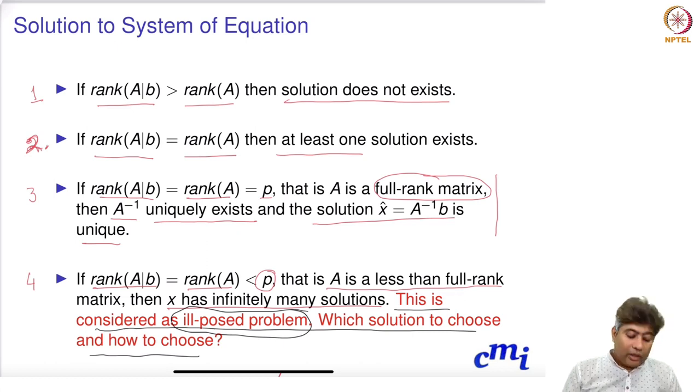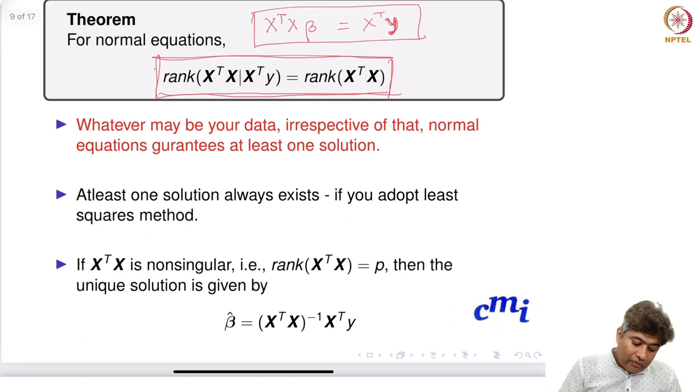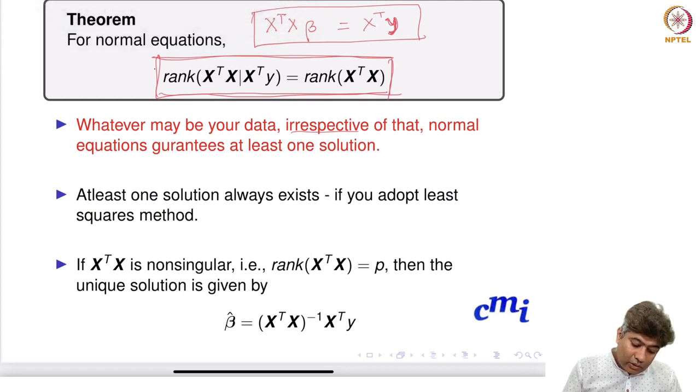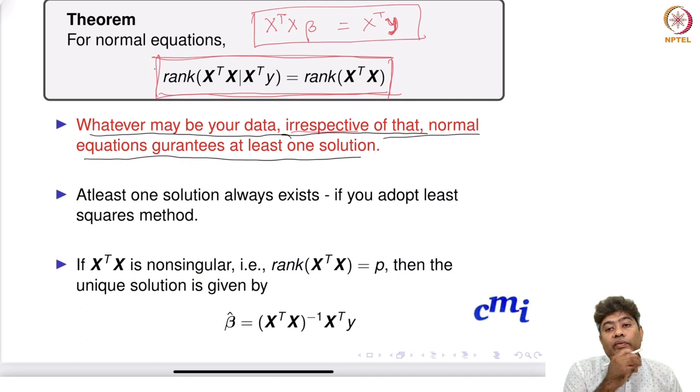Whatever be the data, the second is true. That means at least one solution exists. So this is very strong. Whatever may be your data, irrespective of that, you have at least one solution. The normal equation guarantees at least one solution, whatever may be your data. That is a very strong result.